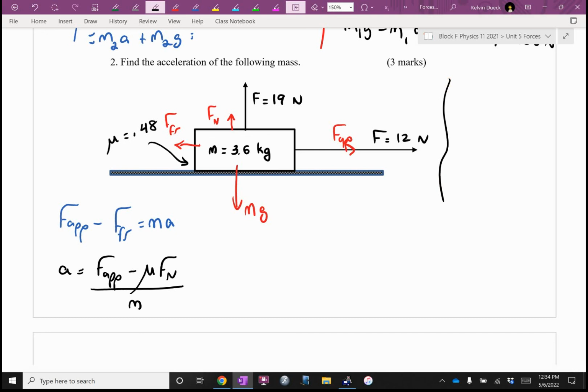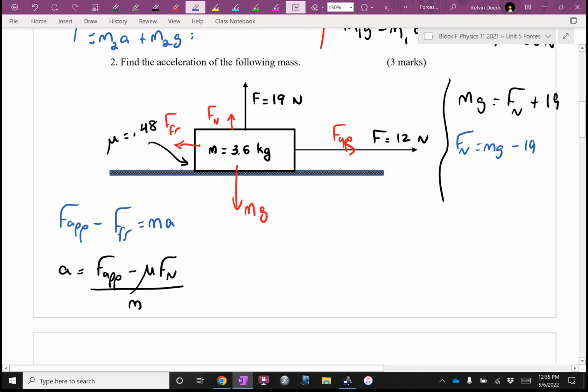So that really means everything down has to equal everything up. So what's everything down? mg has to equal, what's everything up? The normal force plus 19. Now I can figure out the normal force. How would I get the Fn by itself? How would I move that plus 19 over? Yep. The normal force is mg minus 19.